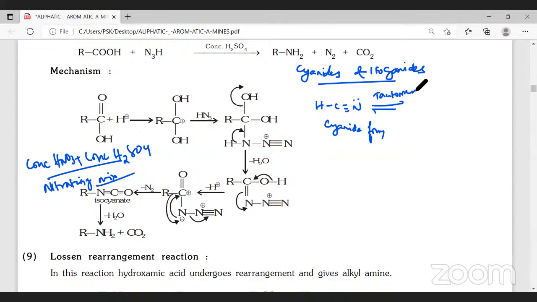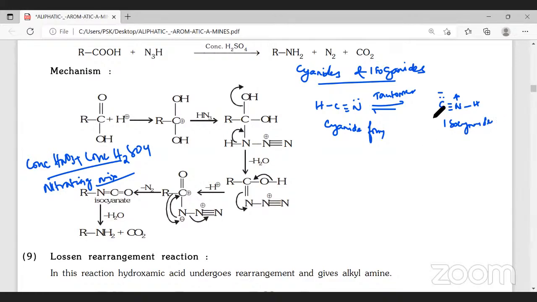Tautomer is an isomer, the fifth class of isomerism. We have learned chain isomerism, position isomerism, functional isomerism, metamerism. The next is tautomerism. Tautomerism happens only at equilibrium. So this will undergo a change: carbon will gain a negative charge, nitrogen will gain a positive charge, and you will have hydrogen. You can see this is CN, and here it is NC. In the cyanide, carbon is bonded to hydrogen here. Here nitrogen is bonded to hydrogen. This is called the isocyanide form.